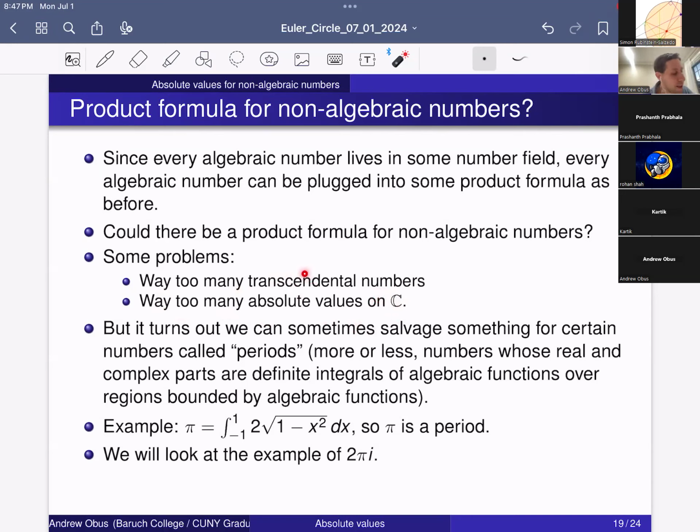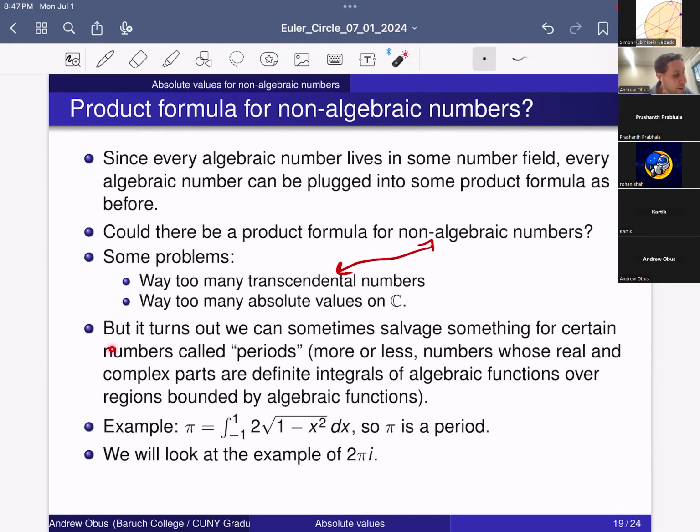And then there's also tons and tons of transcendental numbers, which means non-algebraic is the same thing as transcendental. So to try to write down some product formula where you take every absolute value, take an appropriate representative of its equivalence class, and then multiply all of these together for some transcendental number, you're just going to get garbage. There's no naive way of making this work out.